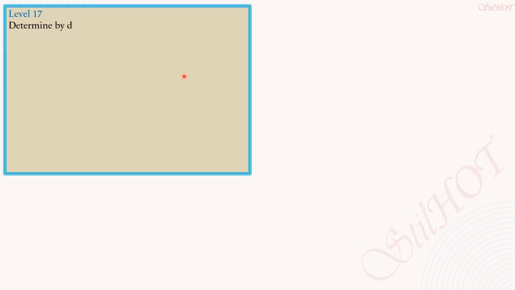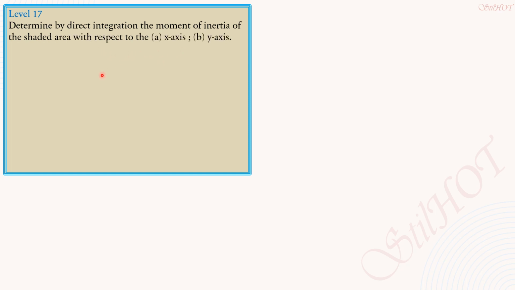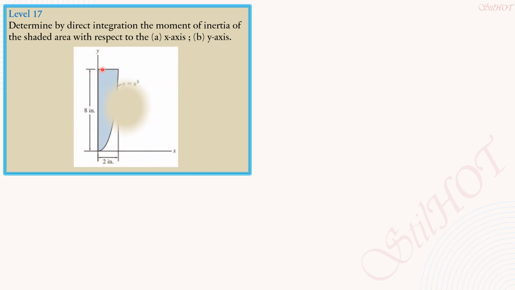Level 17, determined by direct integration. The moment of inertia of the shaded area with respect to part A, the x-axis, and part B, the y-axis. So here is the given figure. For this problem, let's have a horizontal strip as our guide strip in answering this problem.